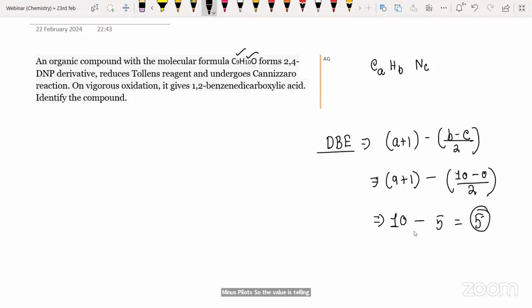Right? Okay, Tejas, let's figure out. So now, guys, what is this double bond equivalence giving you? It is giving you the number of rings or double bonds present in your molecule. Correct? So either you have 5 rings, or you have 5 double bonds, or you have 3 rings, 2 double bonds. So it's like all the combinations that can happen for that. Correct?